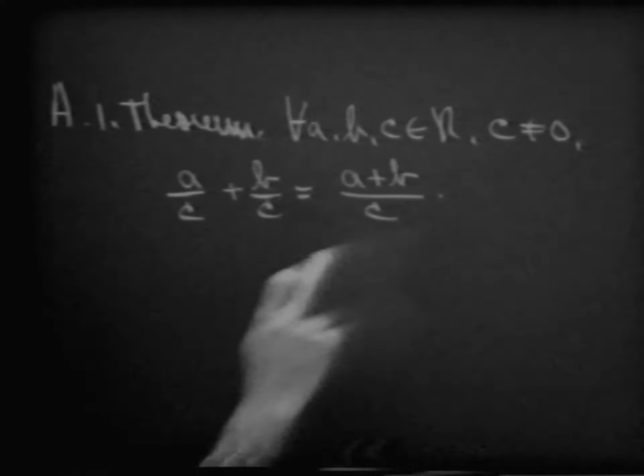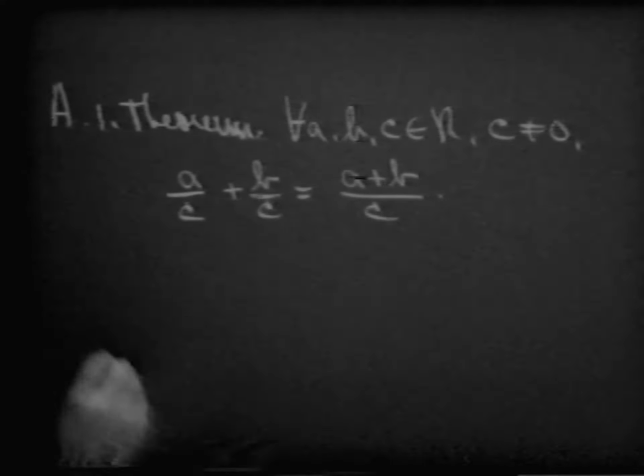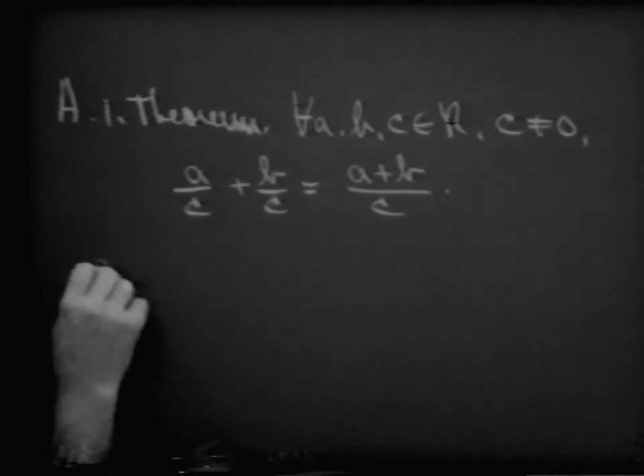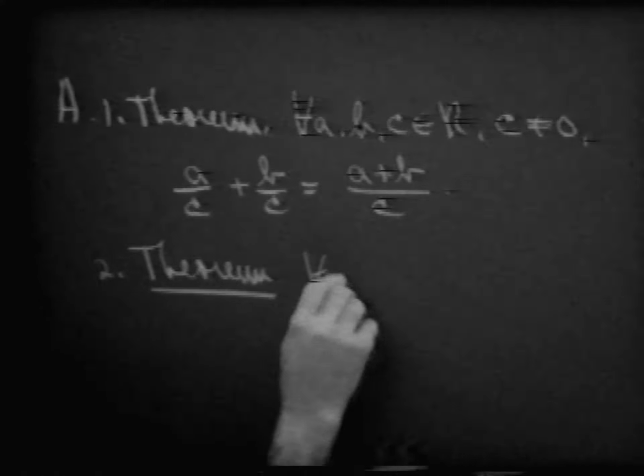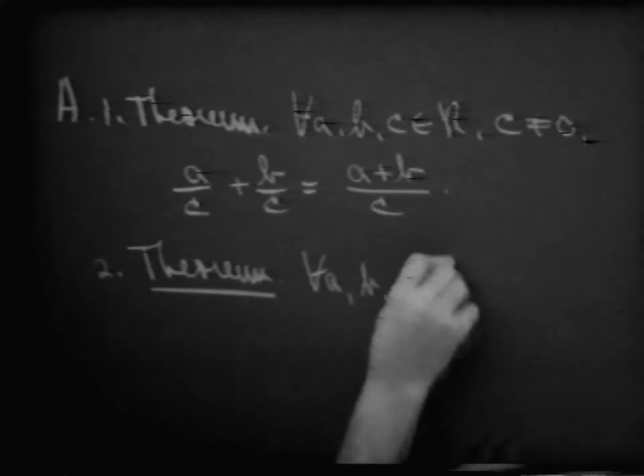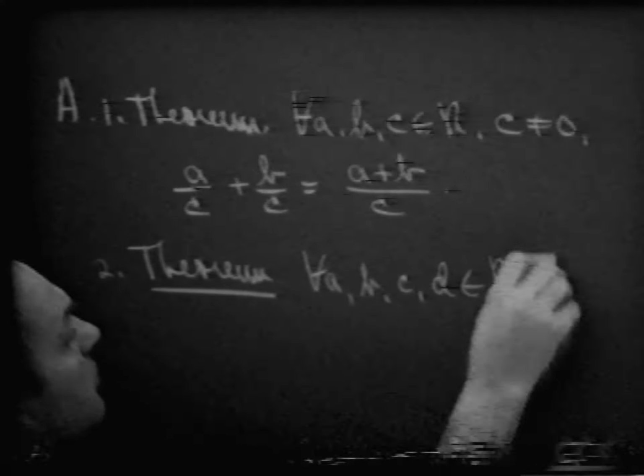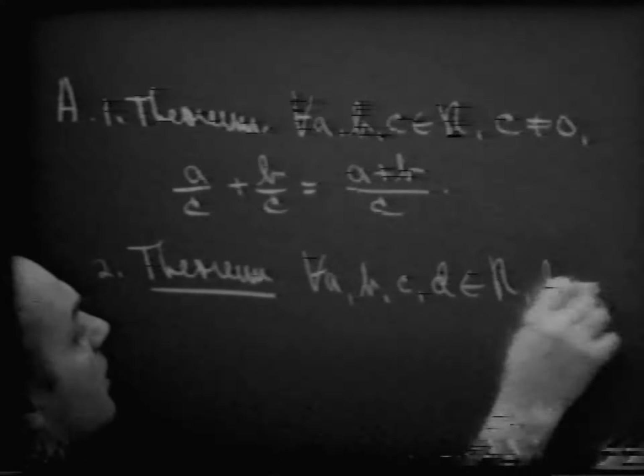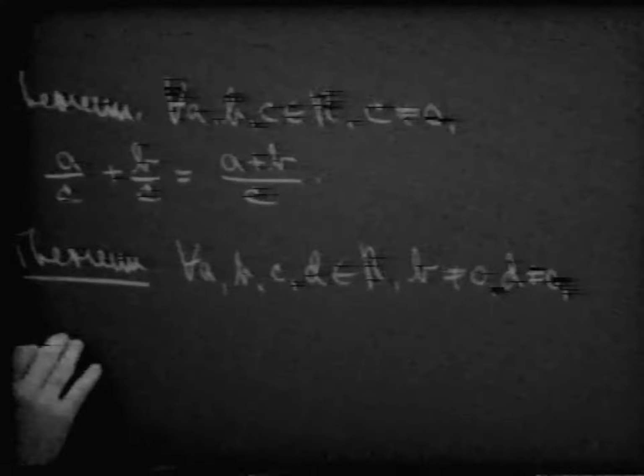All right? Now, I don't want to prove this again. We've already gone through the proof of that. But what I'd like to do is to look at another theorem. Notice here that the denominator c is the same, and that's really what we were relying on. Let's look then at a theorem in which we have for every a and b and c and d belonging to the set of real numbers, where b is not 0, and let's allow d not to be 0. And let's see what we may say.